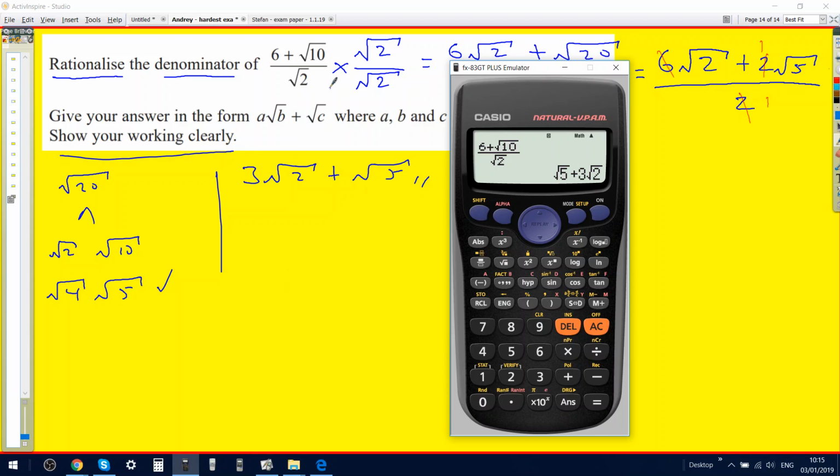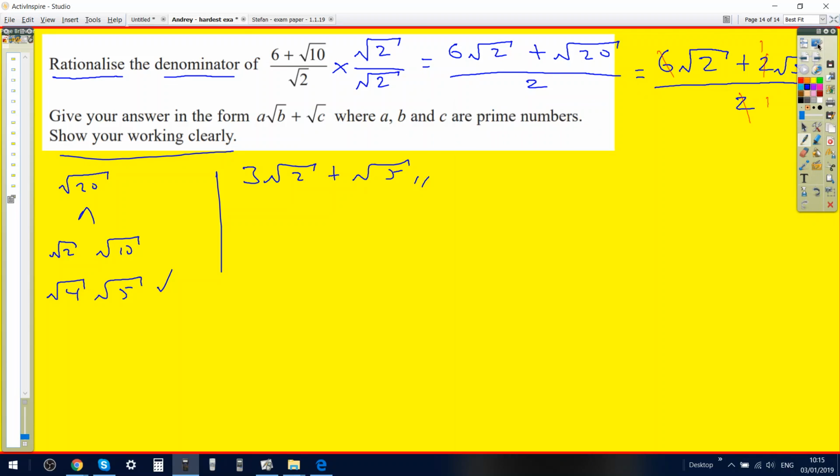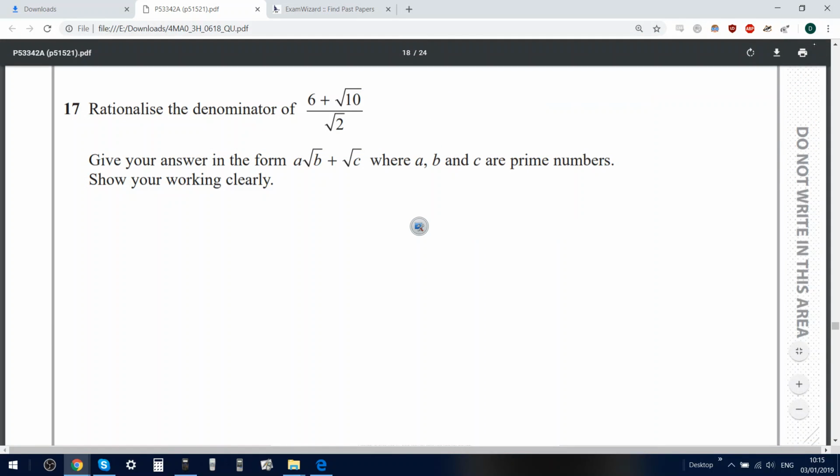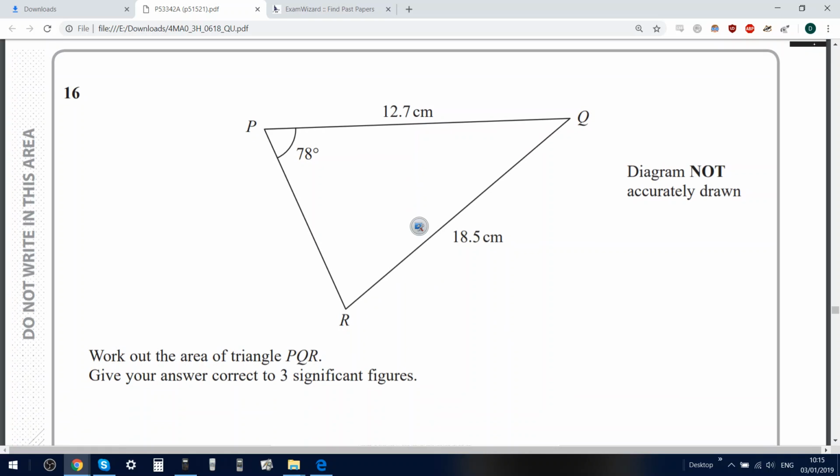Rationalize the denominator. You have to make the denominator not a square root by multiplying the bottom by itself, and then do the same to the top to keep them in proportion. Any questions about that? Okay. Tricky one. How do we do this?